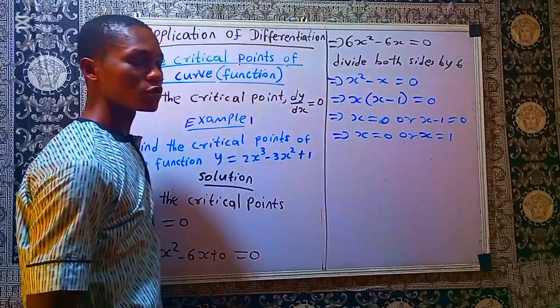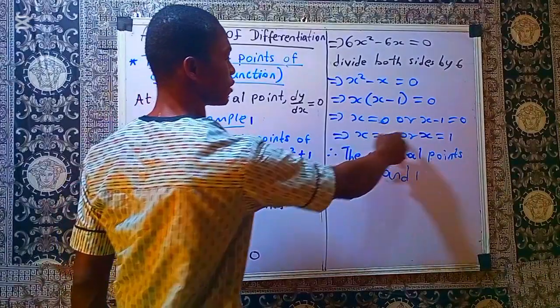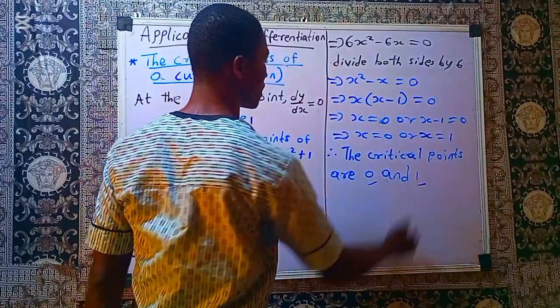1. So therefore, the critical points are what? 0 and 1. That's what we got. 0 and 1.